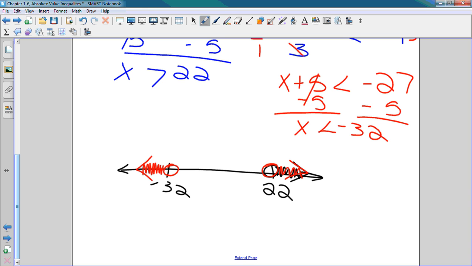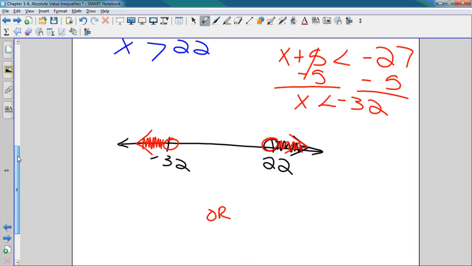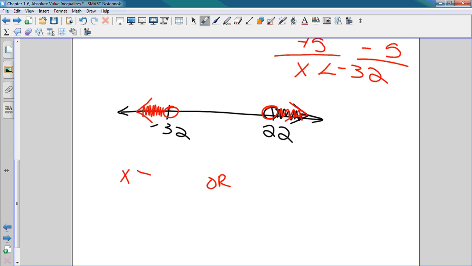So our arrows are going in opposite directions. What type of compound inequality is the solution to this absolute value inequality? An "or." We're going to have to write an "or" in the middle. So we say x is greater than 22, or x is less than -32. And that's our final solution.